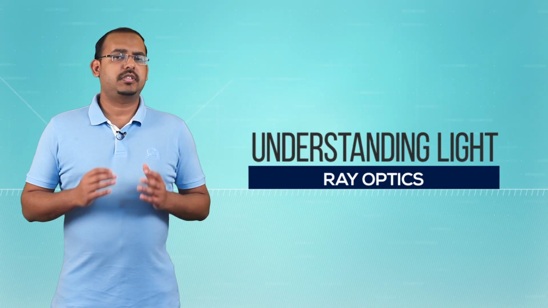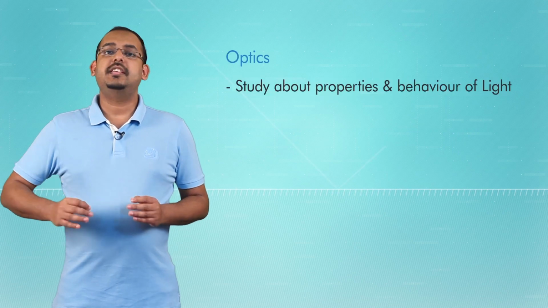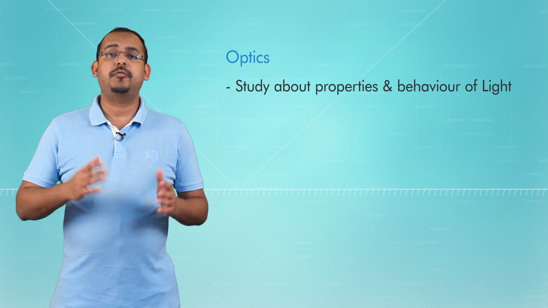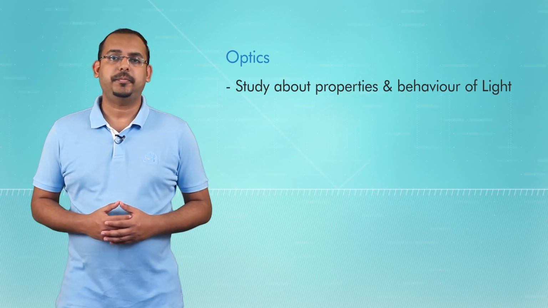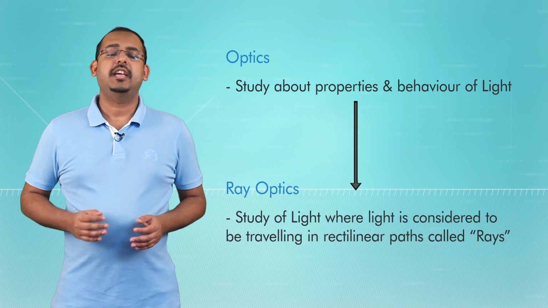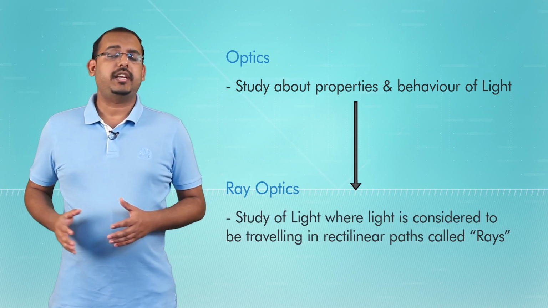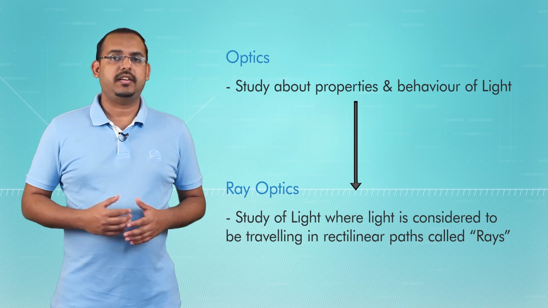Hello everyone. So today we'll step into a field of study in physics which is known as ray optics. Optics is the study about the various properties and the behavior of a form of energy which we call light. Ray optics in particular is the study about light where we assume that light is propagating or traveling in the form of light rays.